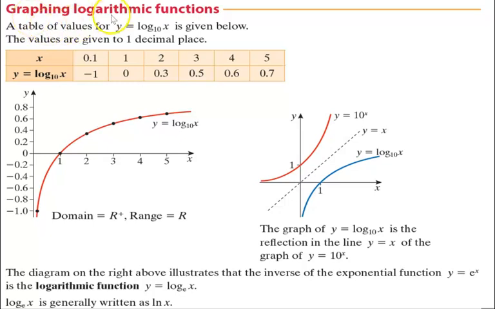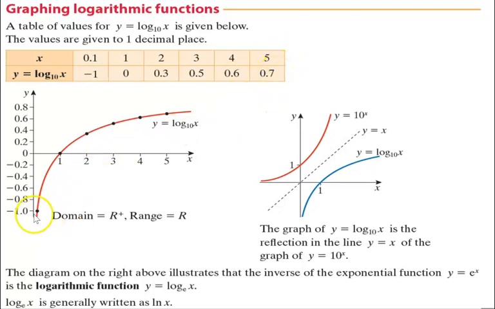Graphing logarithmic functions. A table of values for y is equal to log base 10 of x is given below. The values are given to one decimal place. So if we sub x as 0.1 into the equation, replacing that x with 0.1, we get an output, or a y value, of -1. Subbing in 1, we get an output of 0. Then we get 2, -0.3, then 3, 0.5, and 4, 0.6, and 5, 0.7.